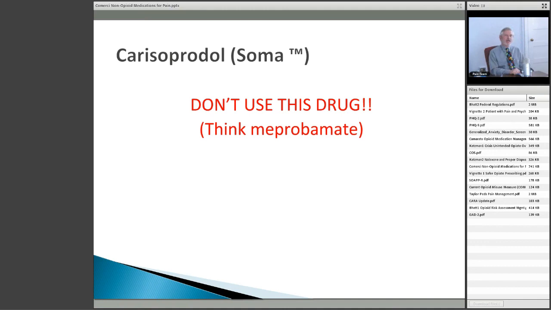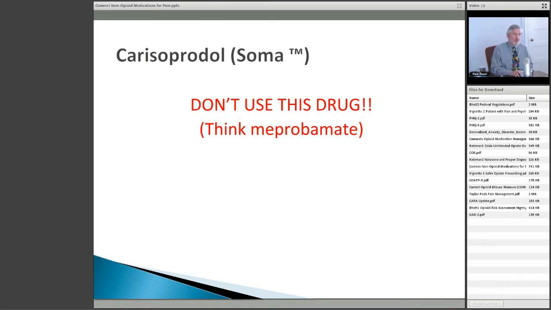Finally, in the muscle relaxant category, Soma, carisoprodol. Don't use this drug. In the opinion of most of us in the pain community, this drug should not be used for pain, and we strongly discourage it. It has an indication for muscle spasm, but we strongly encourage you not to use this. This is potentially disastrous when used with opioids, and it is very highly addictive and potentially dangerous. By the way, this has street value. This is used on the street.